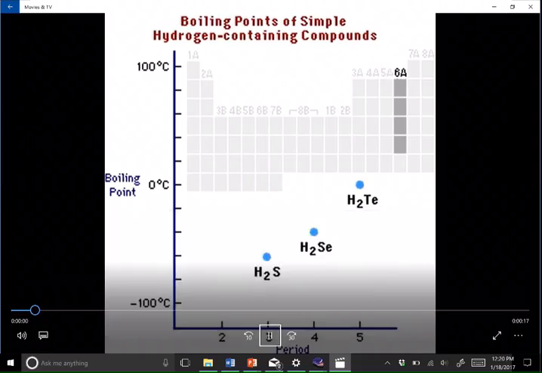A plot of the boiling points of the group 6A hydrogen compounds shows a trend. Based on this trend, we would expect the boiling point of water to be here. In reality, H2O's boiling point is much higher. This is a consequence of water's stronger hydrogen bonds.